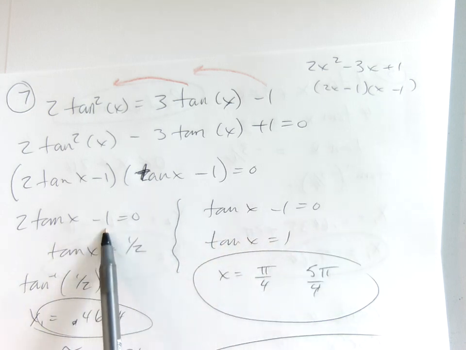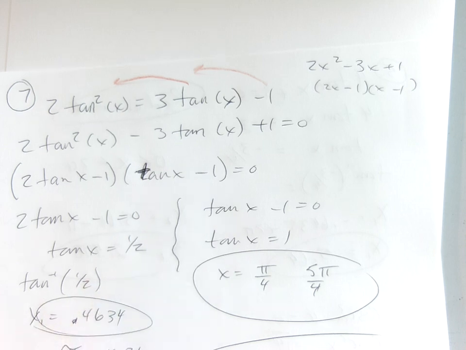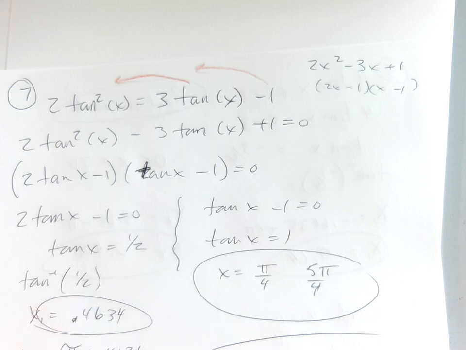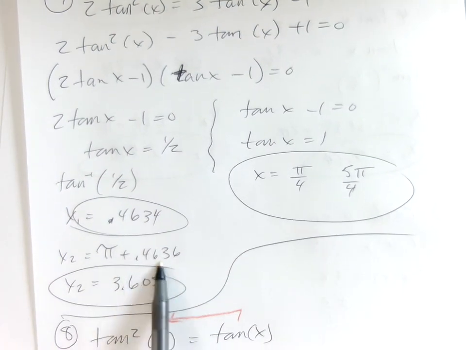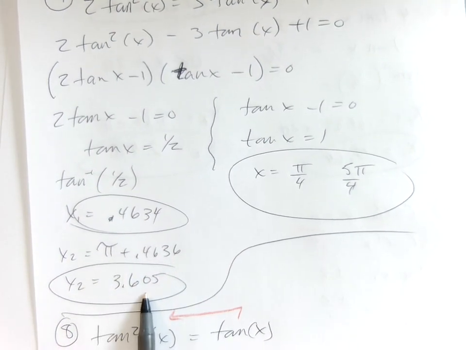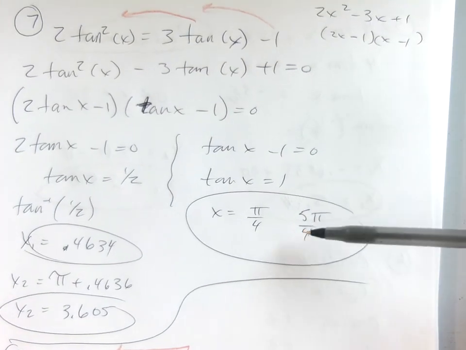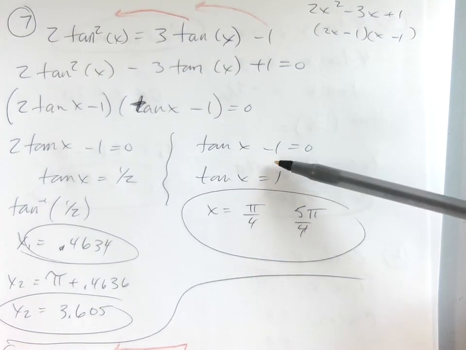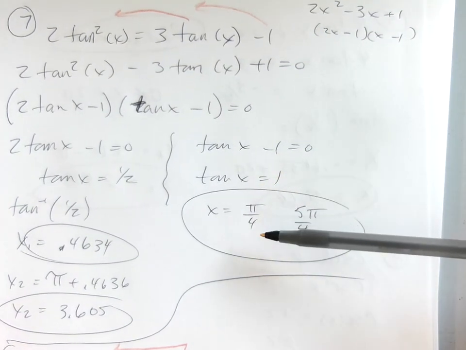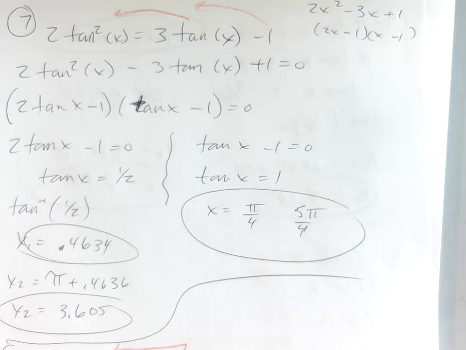I solve it, plus 1, divide by 2. Now, that is not on the unit circle. Tan of x equals 1/2 is not, so I use my calculator. Tan inverse of 1/2 is about 0.463. For the other angle, I'm going to add pi to the reference angle, and I get 3.605. Okay, the second part to it, the 7, is I add 1. That is on the unit circle at pi/4 and 5 pi/4.